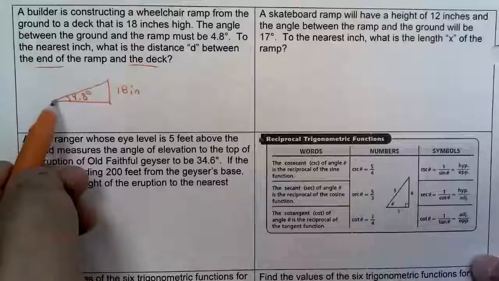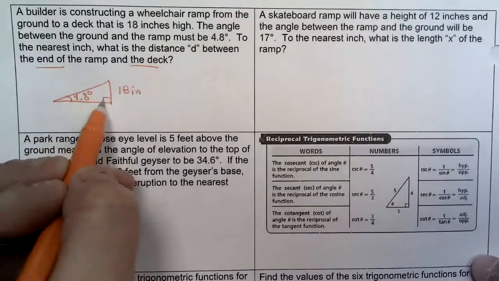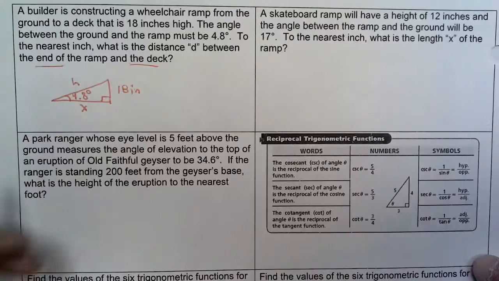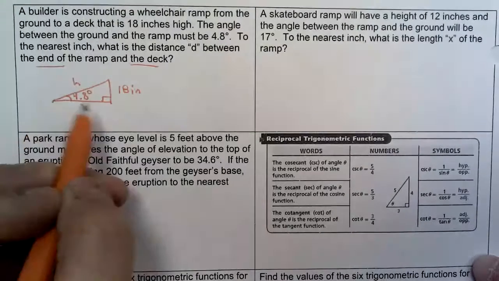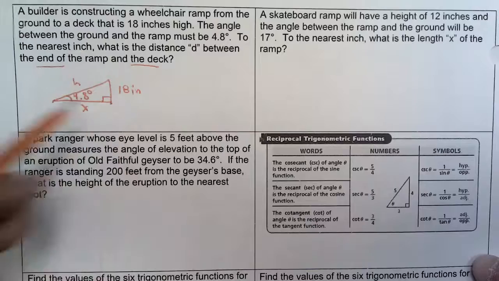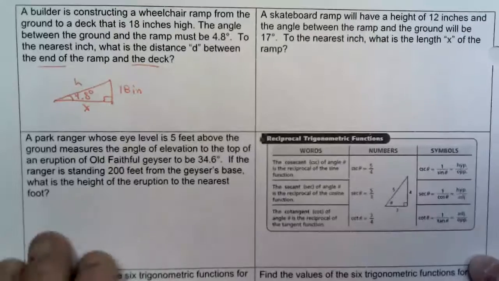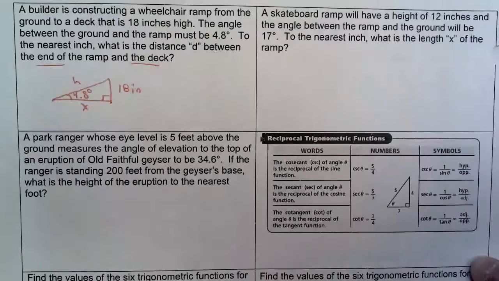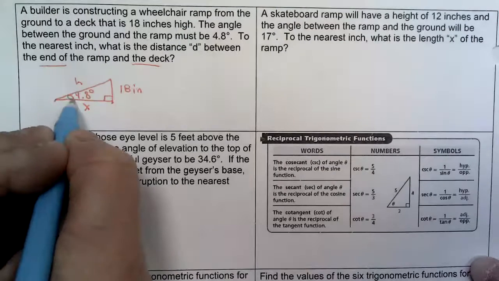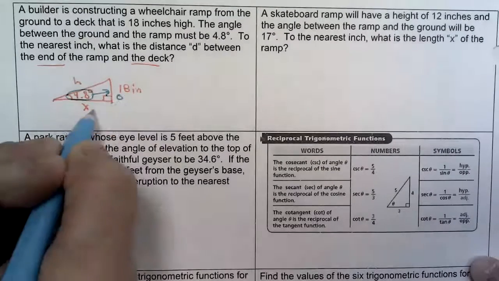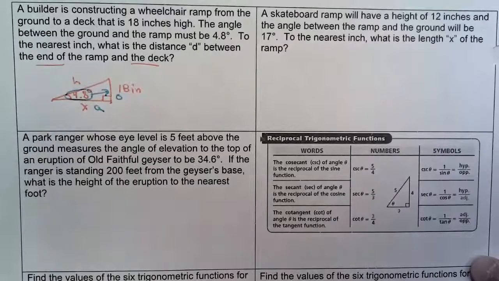So it's not asking for the length of the hypotenuse here. It's asking for the length or the distance between here and here. Okay, so you need to really pay attention to what it's asking you to solve for. All right, so now I always figure out, okay, this is the angle I'm working with. This is my opposite, and this is my adjacent.